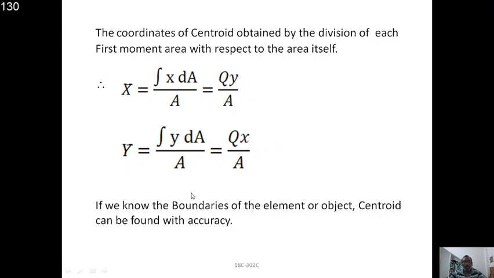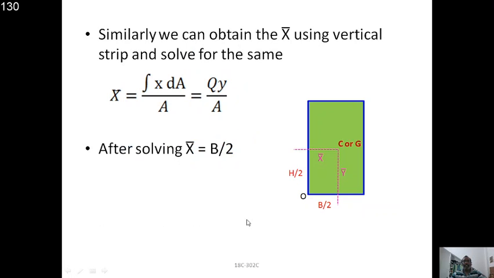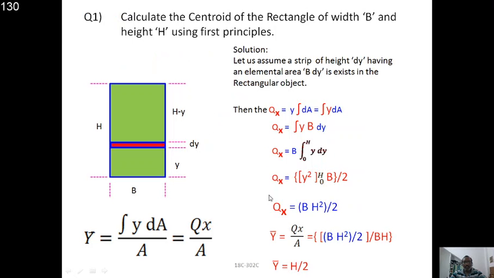The same thing we have calculated for the rectangular case. In this example, we are going to see how to calculate the x bar using the first principle. For the x bar, we need to take the moment of an area about the y-axis. Therefore, the y-axis is this one, and so Qy is taken by integration. This is the procedure we have to follow.